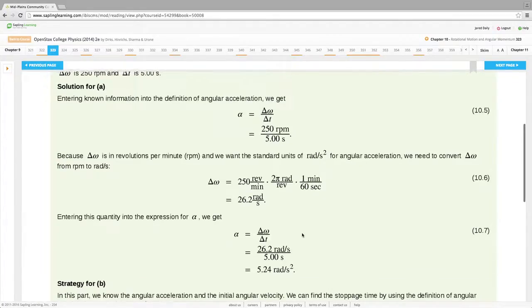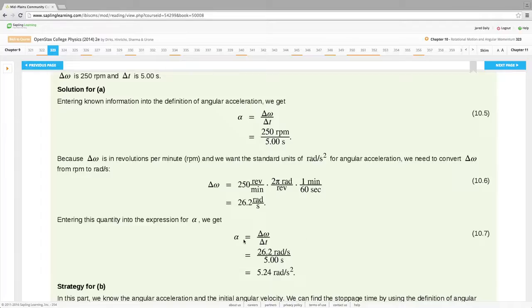And then the definition for alpha is the change in omega over the change in time. Well, this is the change in omega, 26.2 radians per second, because that's the final omega, and we started with a 0 omega, so the final is the total change. And the time that it took was 5 seconds in this case, so we get 5.24 radians per second squared of angular acceleration.